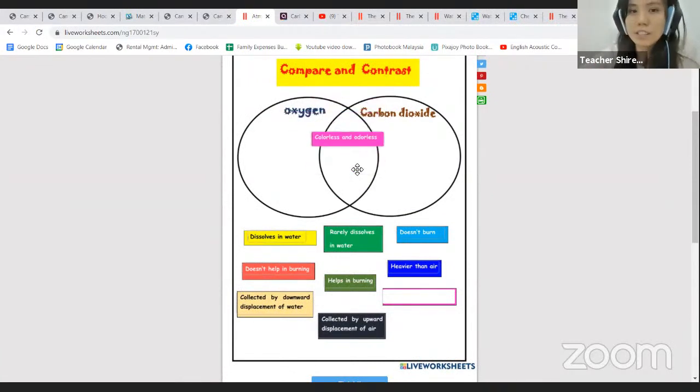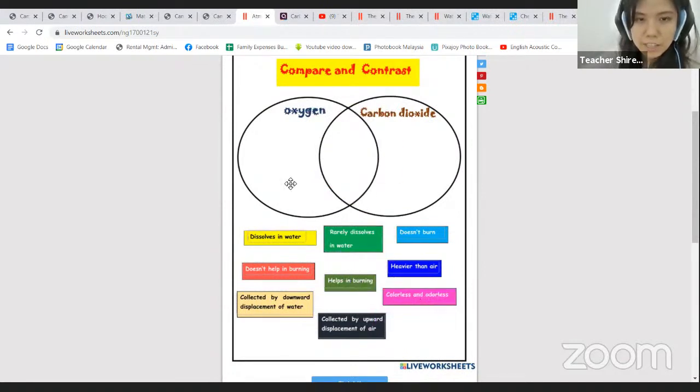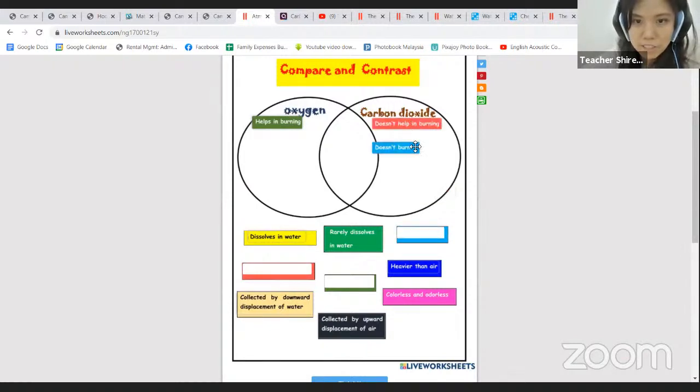Who can read? Okay, colorless and odorless means that no color and no smell, both of it. This one is in the middle. Okay, next, helps in burning. Anything burn is oxygen. Where else got burn? No burn, everything is carbon dioxide. Doesn't burn, all carbon dioxide.